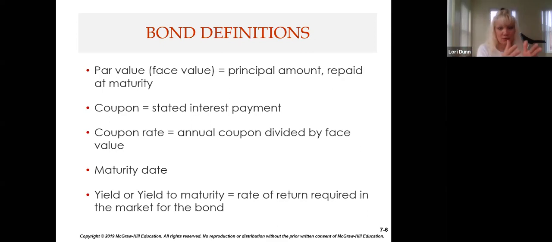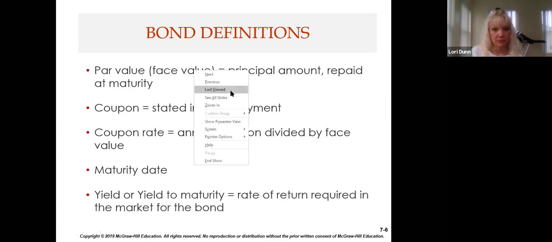The selling price will either be more, the same, or less. And that selling price is that interest rate, the rate of return required in the market for a bond like it. So that's why we use the yield to maturity rate to determine the selling price of the bond. Go through that video again, but that's essentially what you're doing.